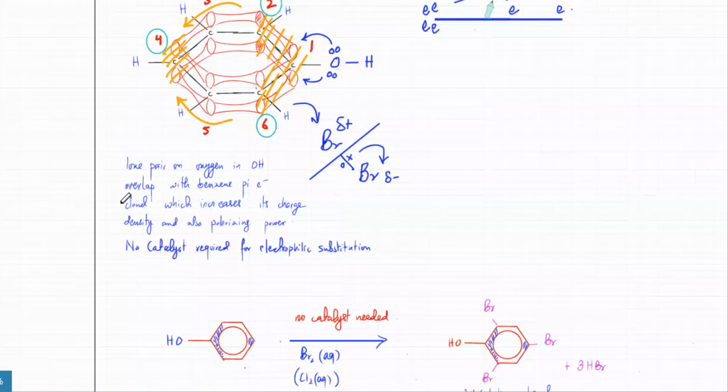So this is what I wrote, and they're going to ask for this description: the lone pair on oxygen in OH overlaps with benzene's pi electron cloud, which increases its charge density and also polarizing power. And this time for electrophilic substitution, you don't need a catalyst. So your conditions change drastically. The bromine molecule is going to get polarized by the repulsion of the high electron charge density over here. You don't need a catalyst at the other end, which you needed previously.